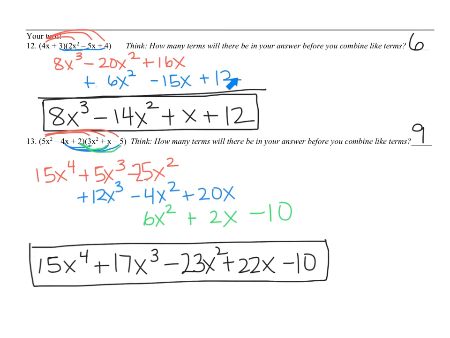Down here, since I'm doing a trinomial times a trinomial, I'm going to have 3 terms times 3 terms times 3 terms, which will give me a total of 9 terms before I start combining my like terms. So the 5x squared is in red, the -4 is what I got in blue, and the green is what I got when I multiplied the two together.